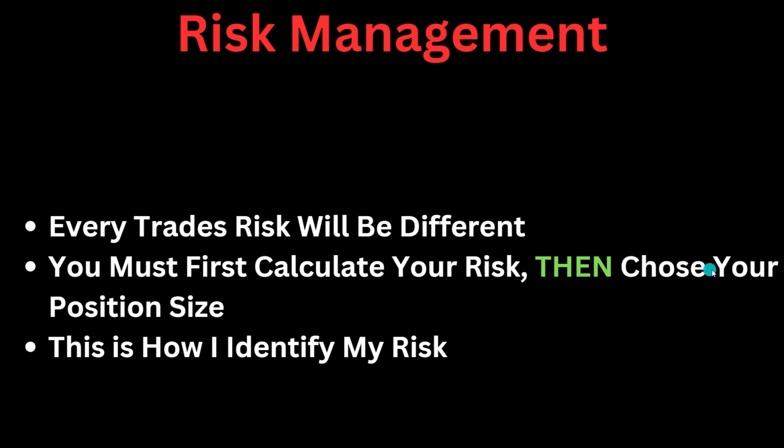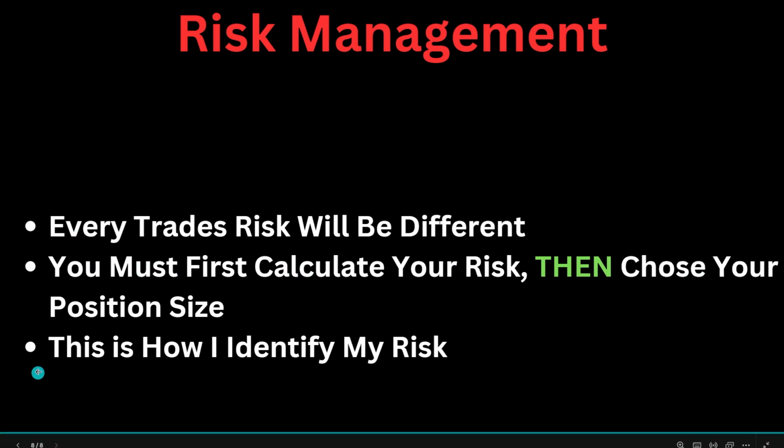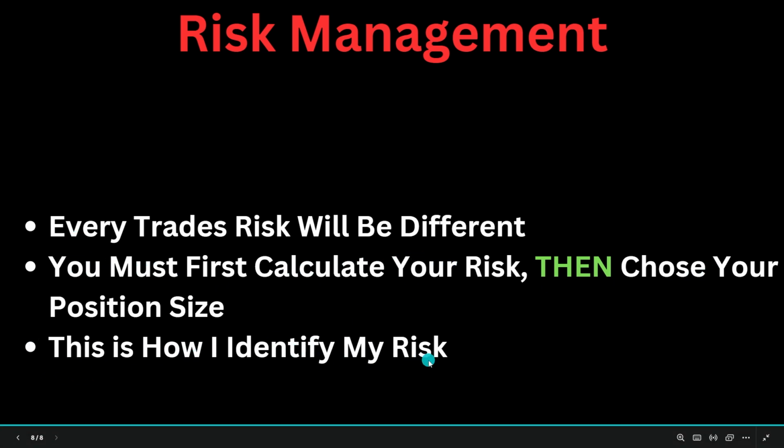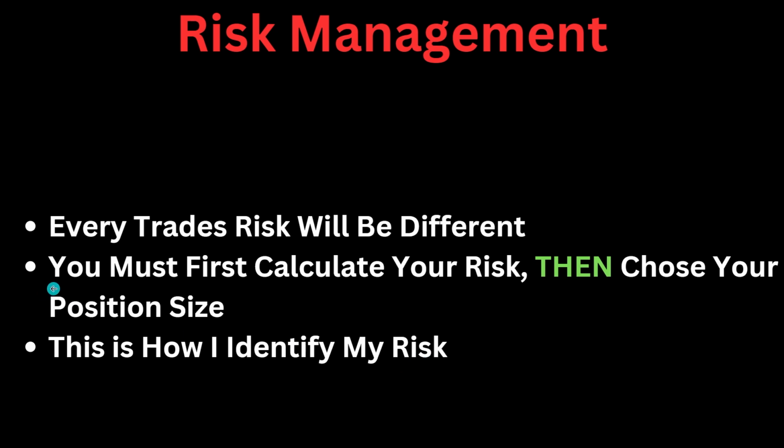So before choosing your position size, you must first calculate your risk. And again, I'll show you guys here in a second how I identify my risk, but you got to determine, okay, am I risking 5 points, 6 points, 7 points? And once you calculate that, then you can choose your position size. Because let's just say that you are trading the S&P 500 futures, the E-minis, and you're risking 4 points. Well, that's $200. If you can only risk $200, then you can only buy one E-mini.